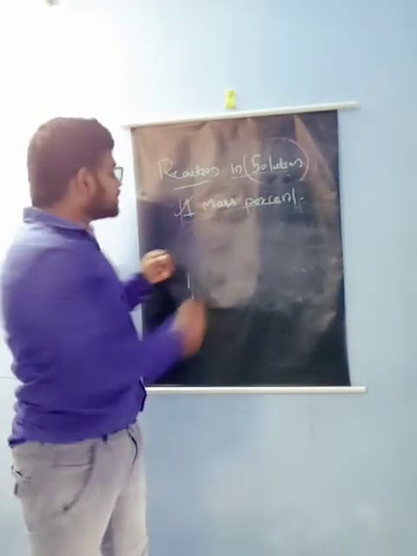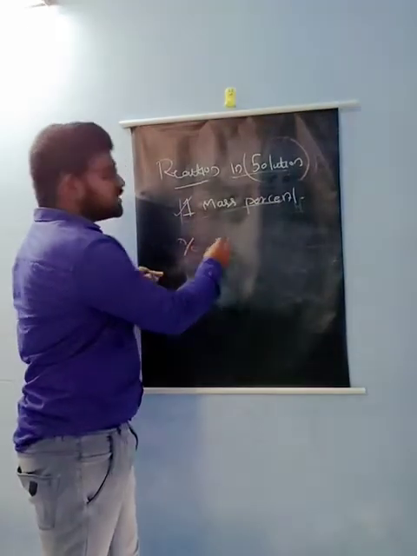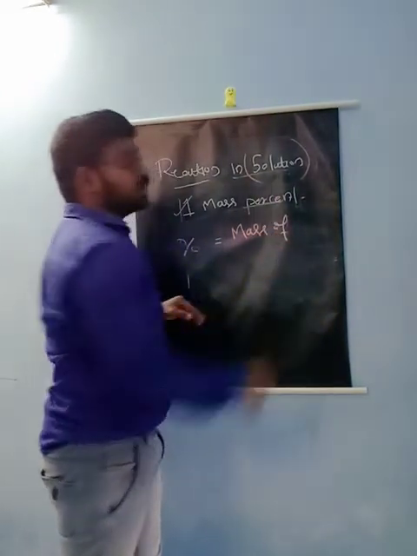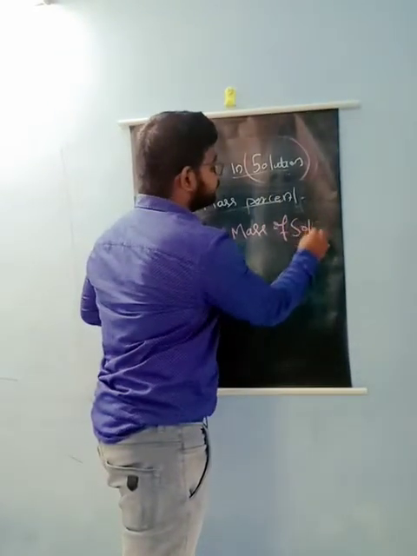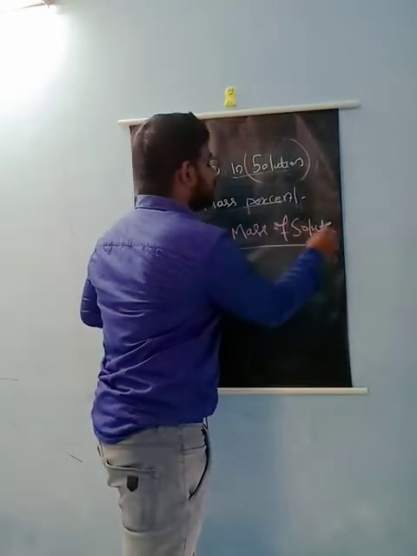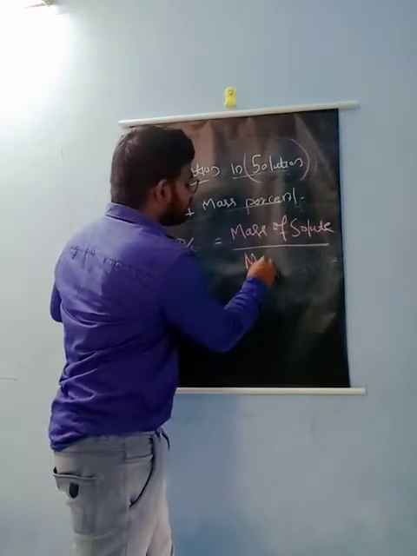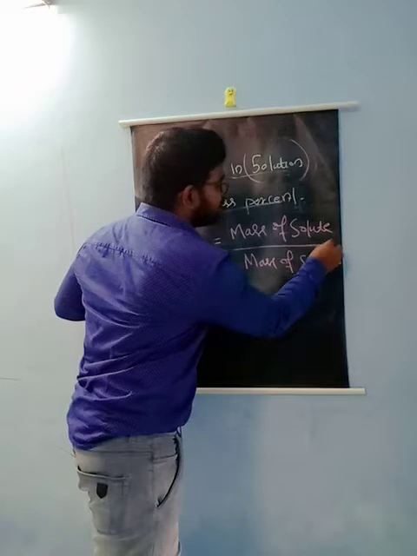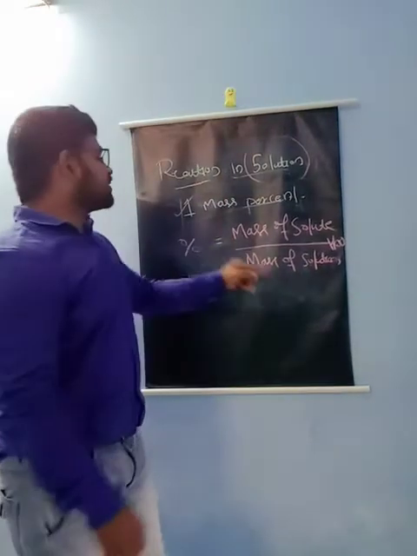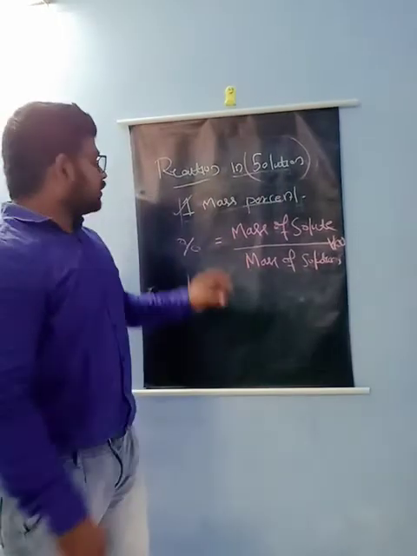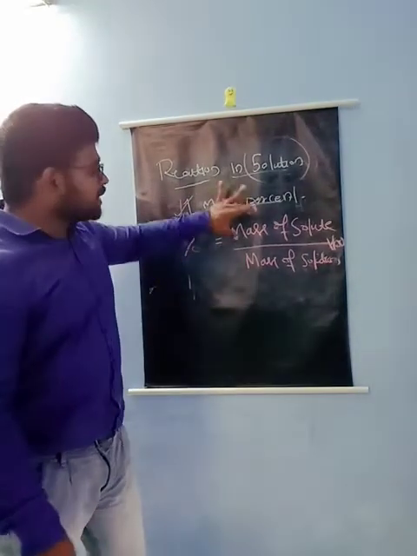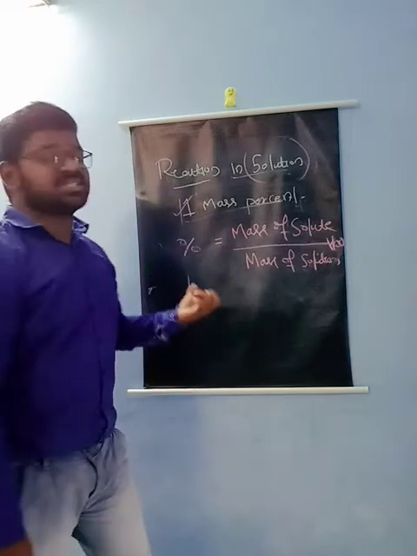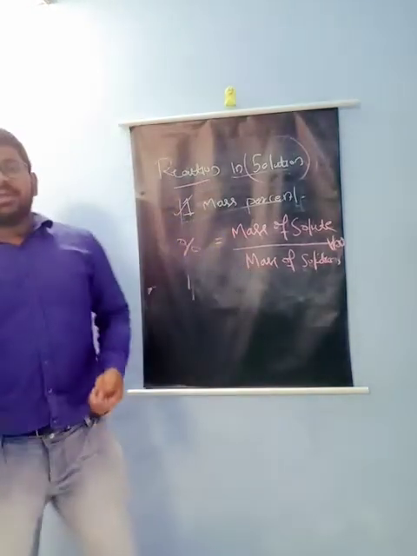So mass percentage can be defined as: mass percentage is equal to mass of solute divided by mass of solution into 100. This is percentage mass. Mass percentage is equal to mass of solute divided by mass of solution into 100. This is mass percentage.